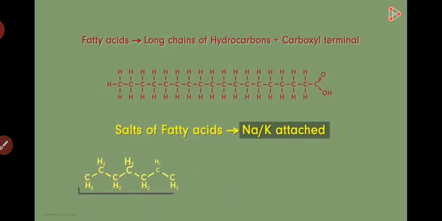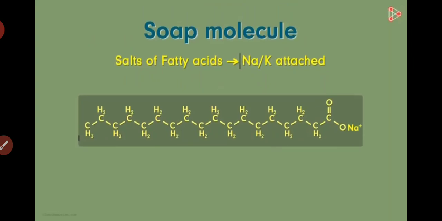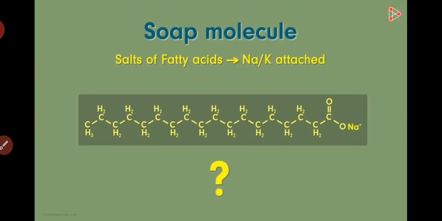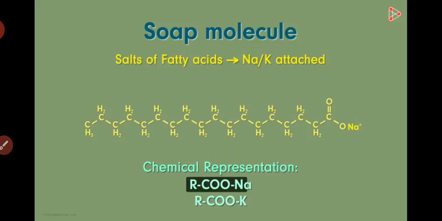A long chain of hydrocarbons which can be saturated or unsaturated, and the chain will have a carboxyl terminal and sodium or potassium attached to it. The structure of a typical soap appears somewhat like this. How can they be represented though? Chemically, soaps are represented as RCOONa or RCOOK depending upon whether it has sodium or potassium attached to it.